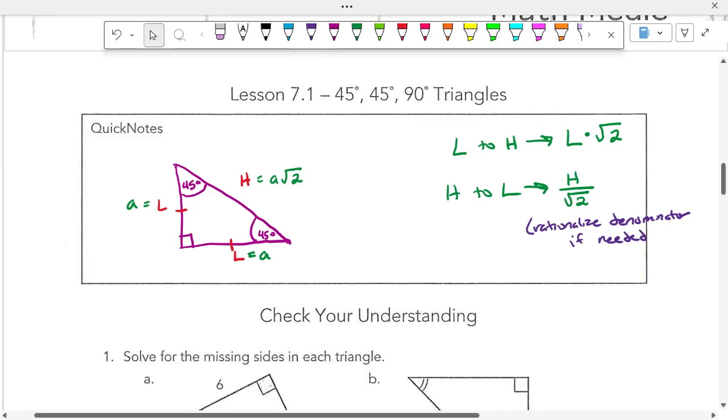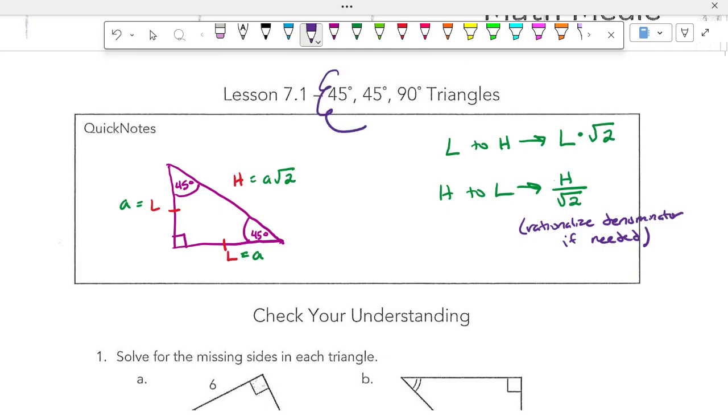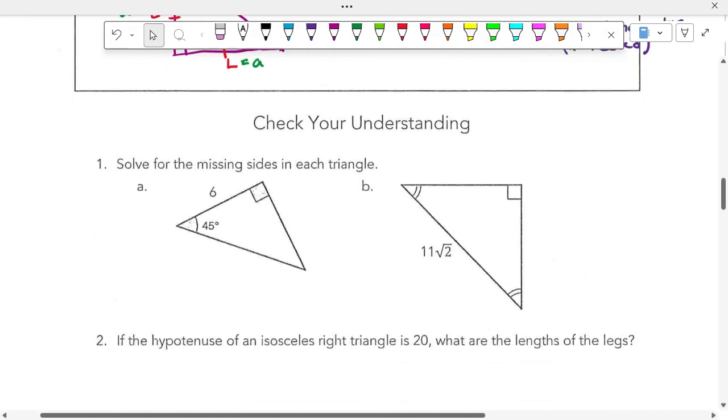So in other words, if the square root of 2 doesn't cancel out on the bottom like it did for the first two problems, you have to rationalize. And again, this only works if you have this angle configuration of the triangles. So two 45-degree angles and a 90-degree angle. That's the only time this configuration works. Does that make sense? All right, so let's try some more problems.